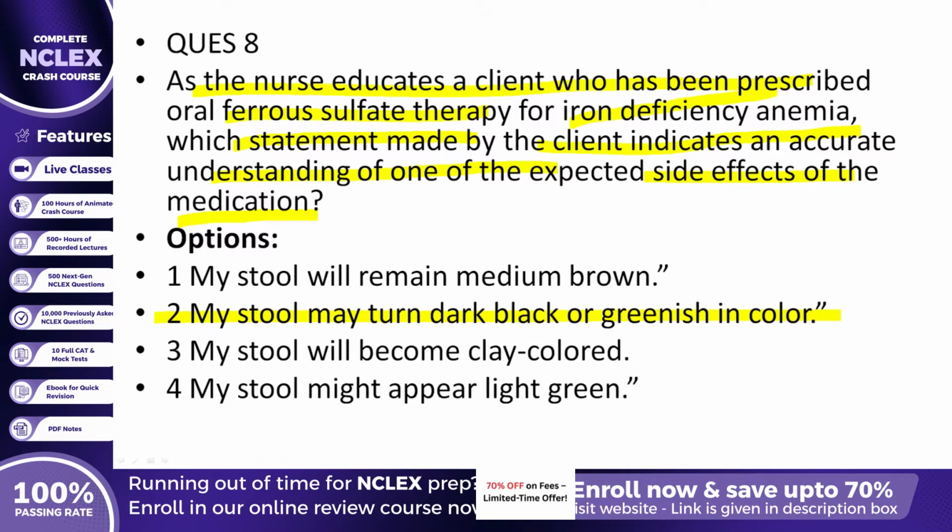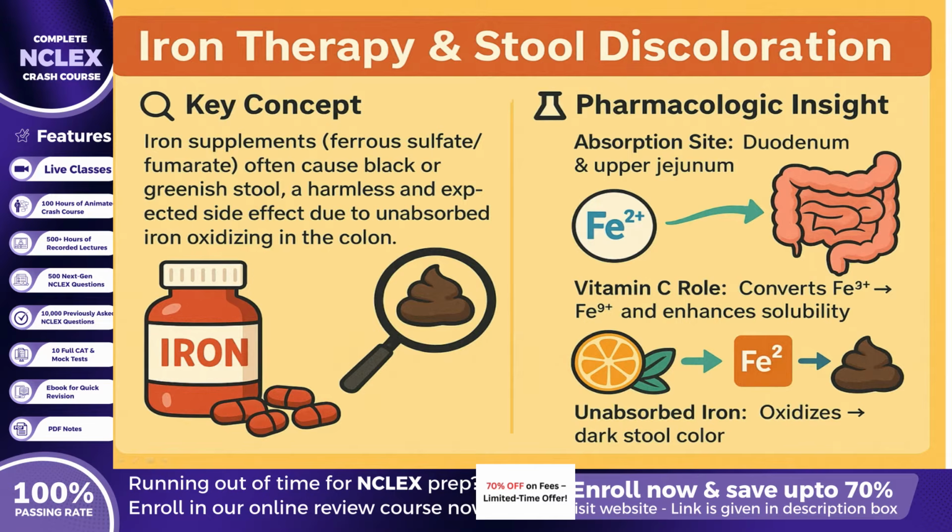Now, diving into the expanded rationale, when clients start taking iron supplements such as ferrous sulfate or ferrous fumarate, one of the most common and harmless effects they notice is a change in stool color. The stool often appears dark black or greenish because unabsorbed iron gets excreted through the gastrointestinal tract, and when it oxidizes in the colon, it turns the stool dark. It is important for nurses to reassure clients that this color change is completely normal and does not indicate gastrointestinal bleeding.